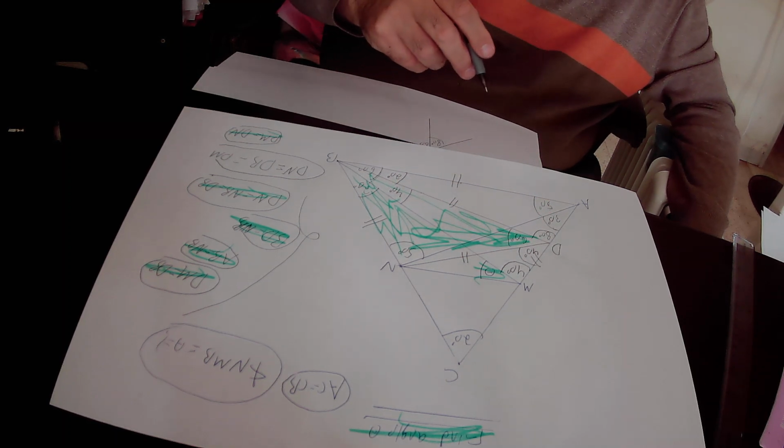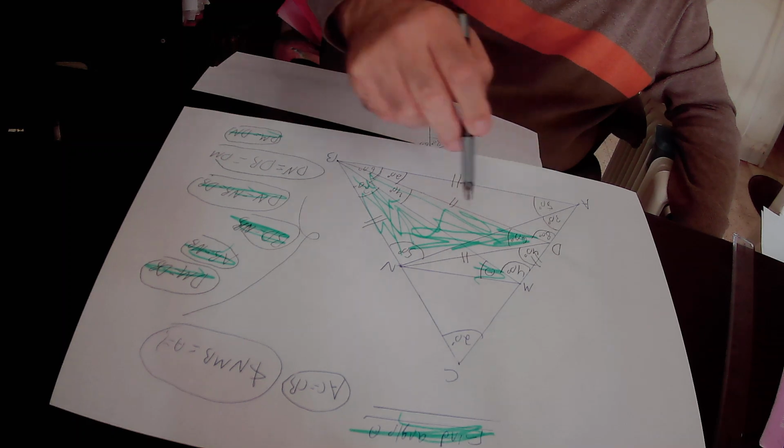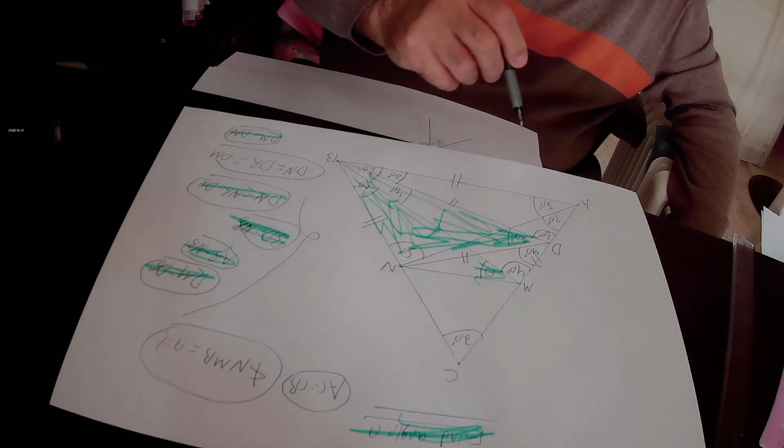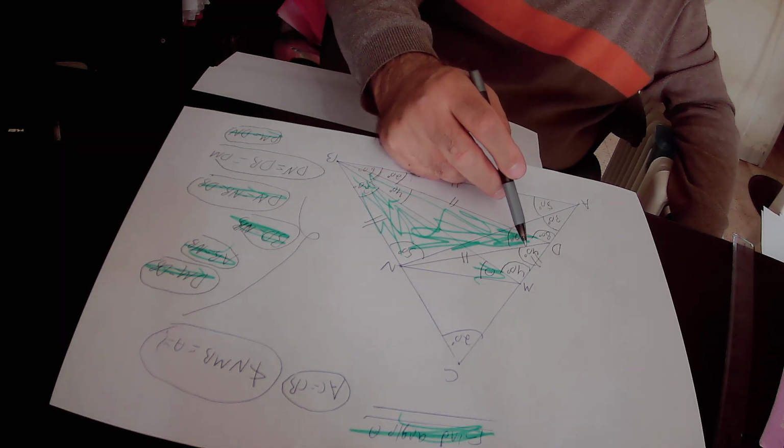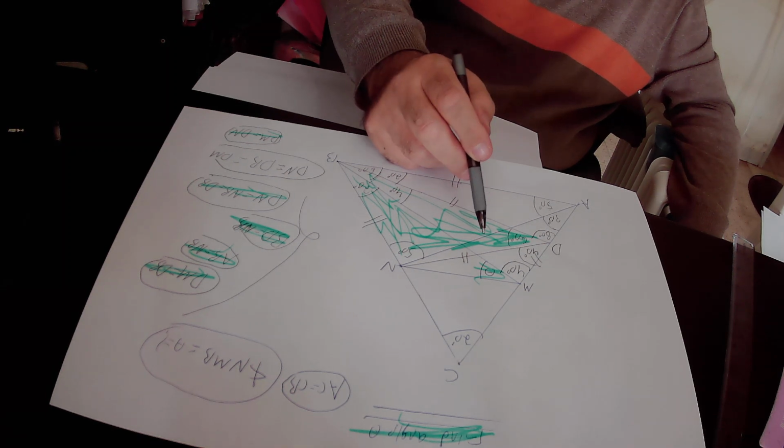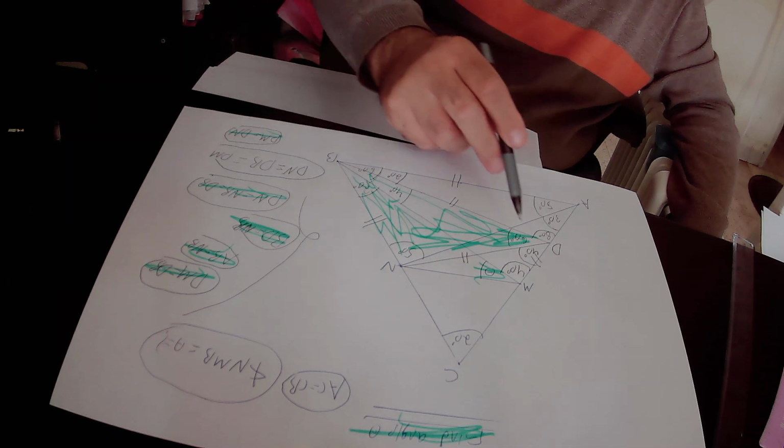In the next step, I will copy triangle MDN on a new page and we will analyze it. I will remind you that DM equals DN.